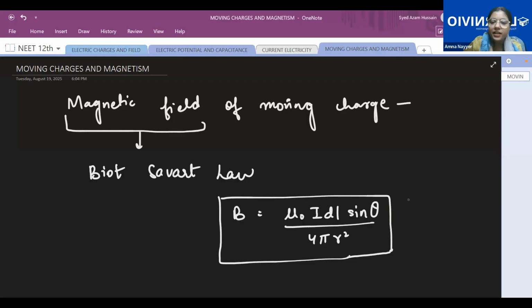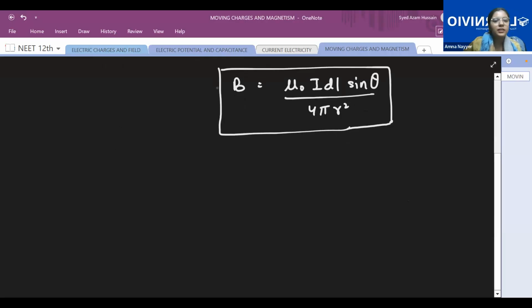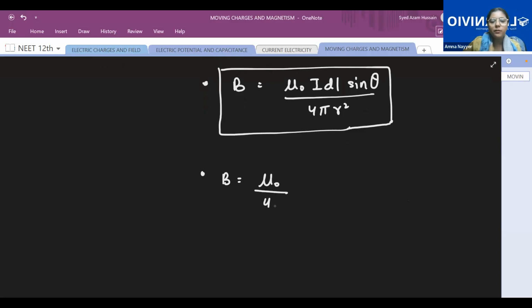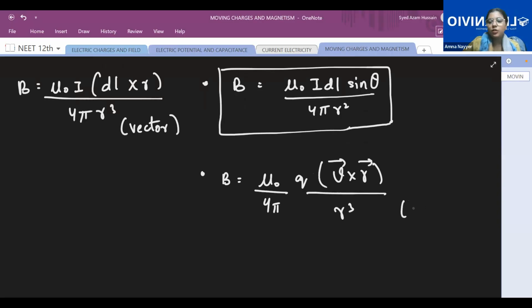Now there can be different forms in which this law can be used. The same formula can be used. One is this formula. Second formula is B is equal to mu naught by 4 pi, Q V cross R divided by R whole cube, because this is given in the vector form. In the vector form, the law will also be mu naught I dl cross R divided by 4 pi R cube. Similarly, this is also in its vector form.